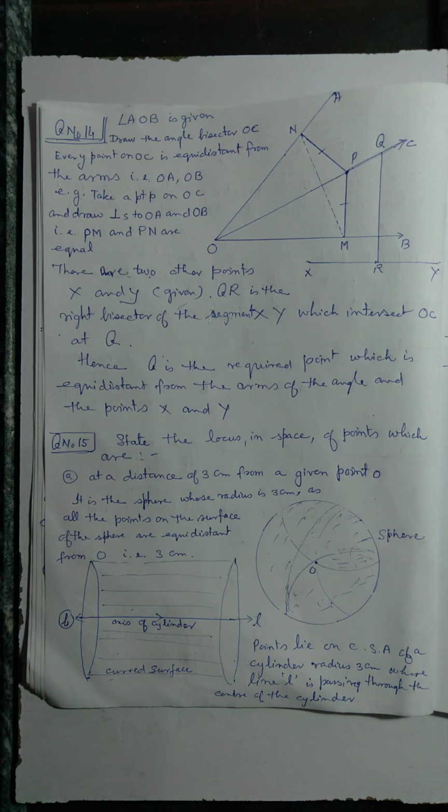Same B part, at a distance of 3 cm from the given straight line. C part, equidistant from the two given points A and B.